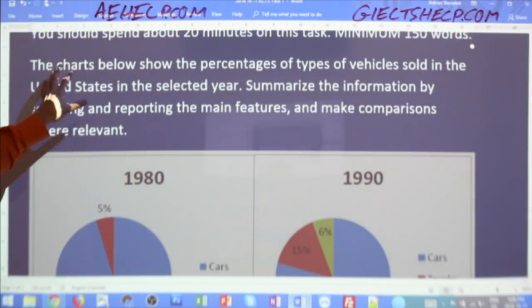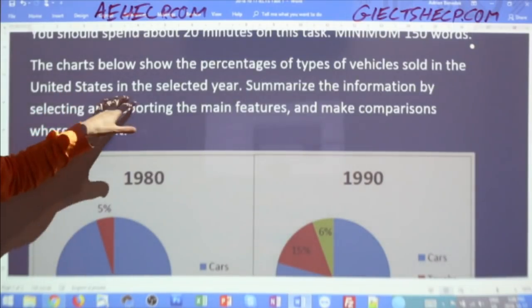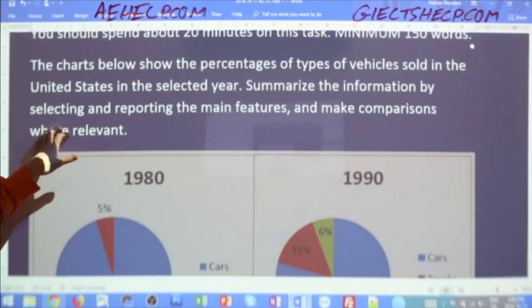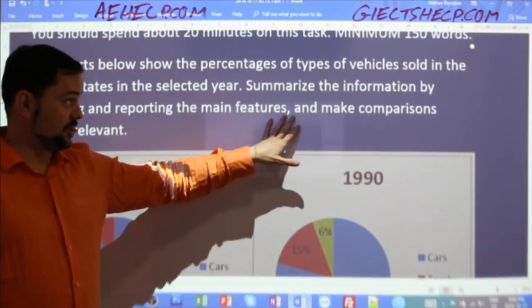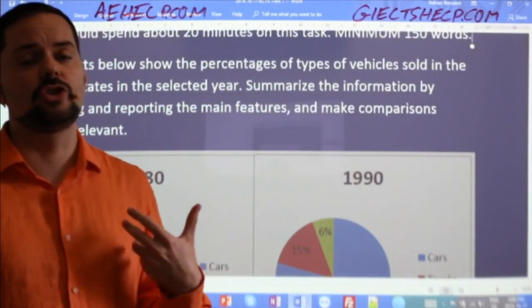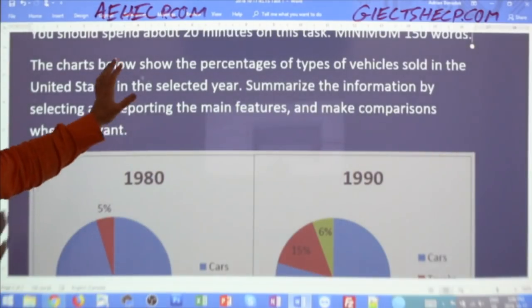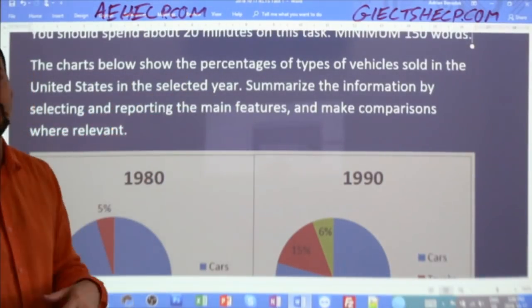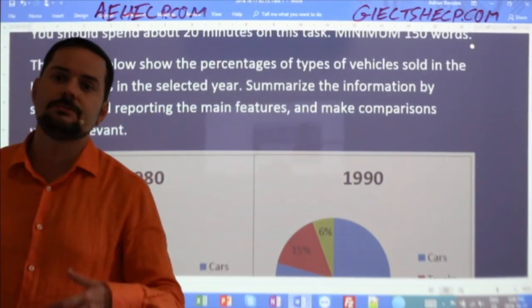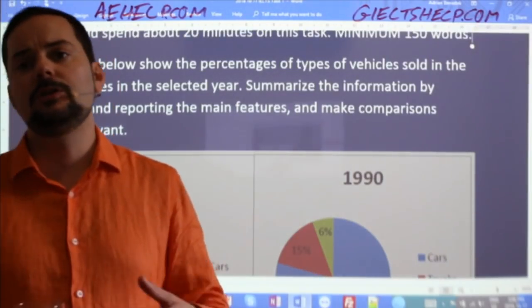Okay, so the charts below show the percentages of types of vehicles sold in the United States in the selected years. Summarize the information by selecting and reporting the main features and make comparisons where relevant. All right, so step number 1 is you should always read the question first. So you read the question, then what do you do? Okay, you've read the question, good. You get a pretty good idea of what's happening. What do you do next?